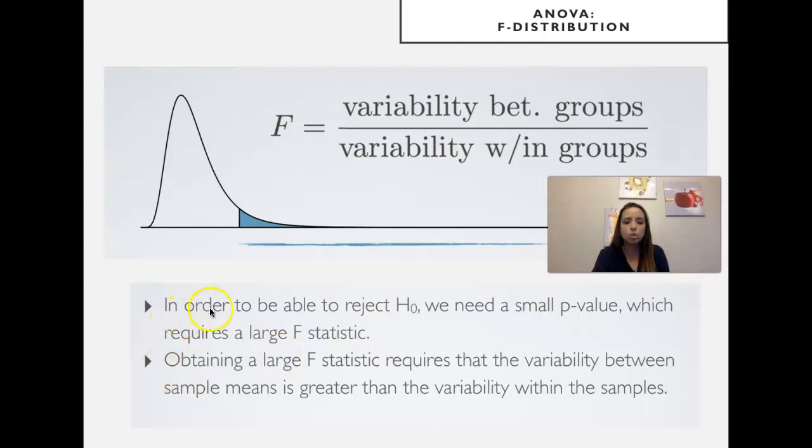All right, so one more time with feeling, let me get out of the way of these writings here. In order to be able to reject the null hypothesis, we need a small p-value, small meaning by convention less than 0.05, which requires a large test statistic, because a large test statistic is what will take us to the tail of the distribution, to the rejection area, the rejection of the null hypothesis area. Obtaining a large F statistic requires that the variability between the groups is higher than the variability within the groups, within each of the samples.